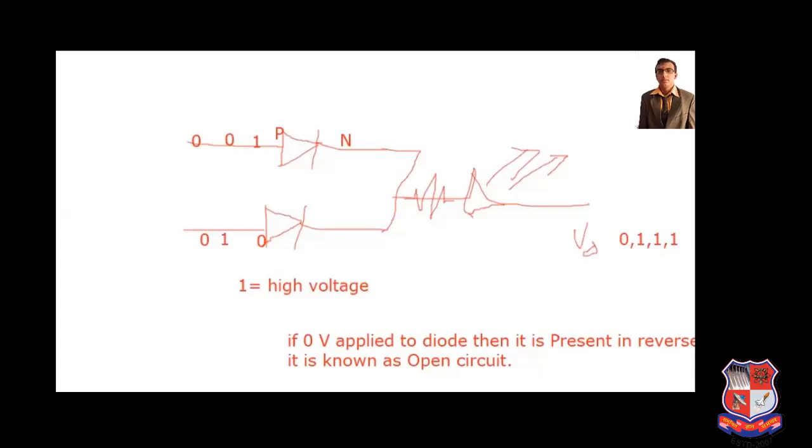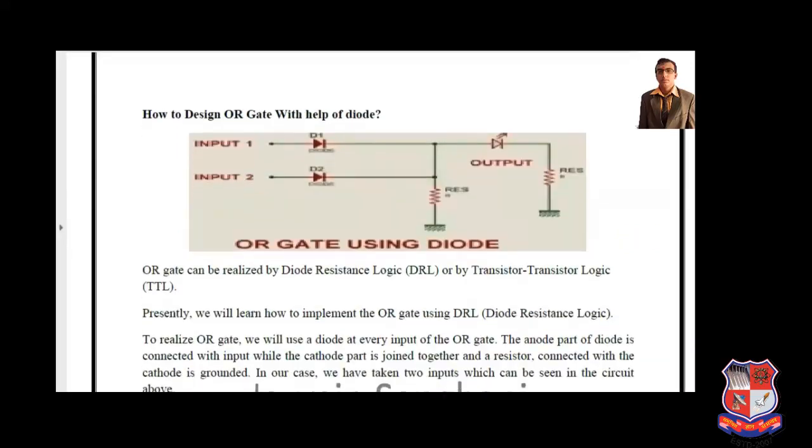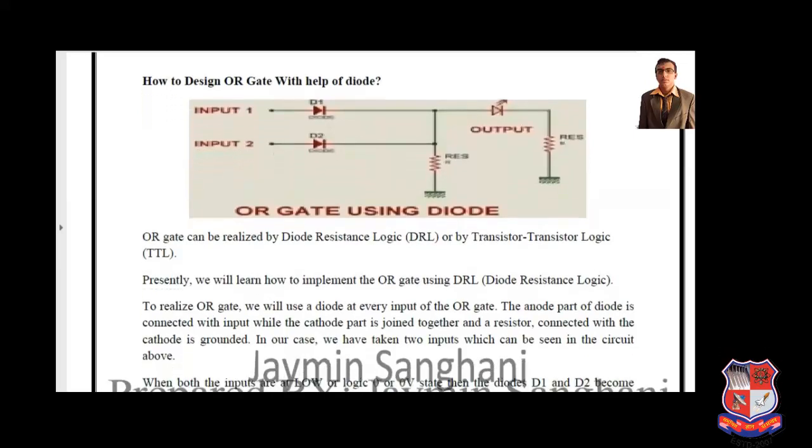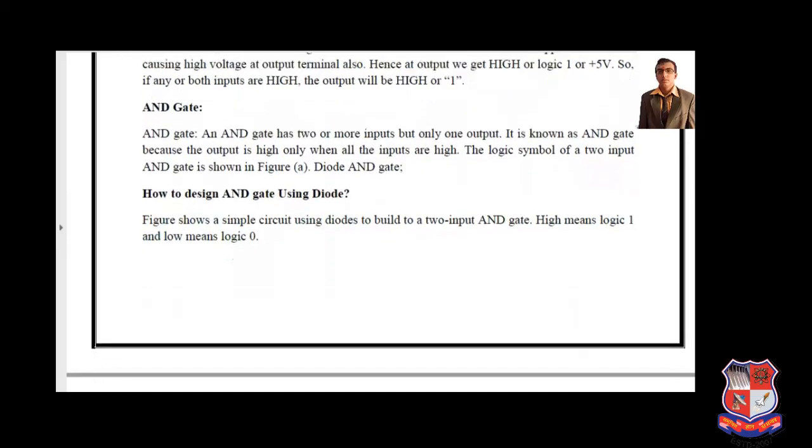Now we have to write the OR gate in one statement. Means what? If you apply 0 0 input, then output is 0. And when any one input is 1, then output is 1. So this is the correct explanation. Whatever I have spoken here, 1 means plus 5 volt, positive 5 volt.